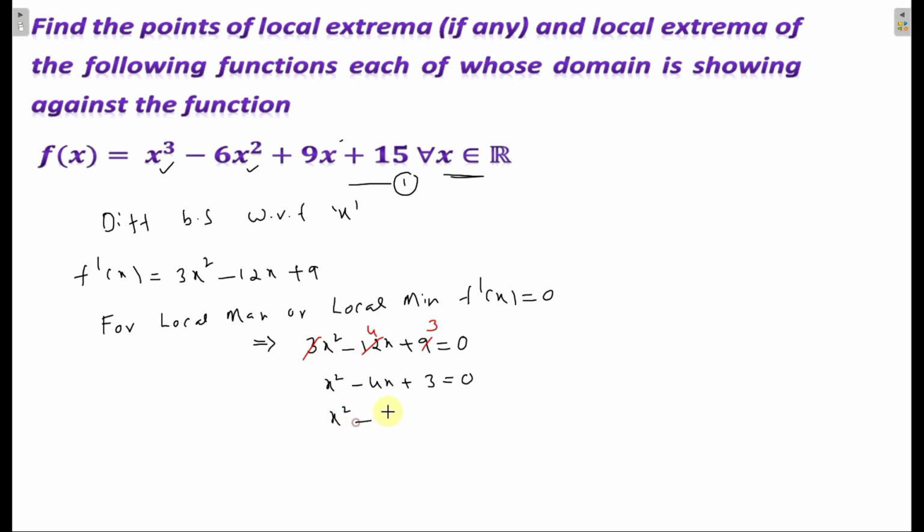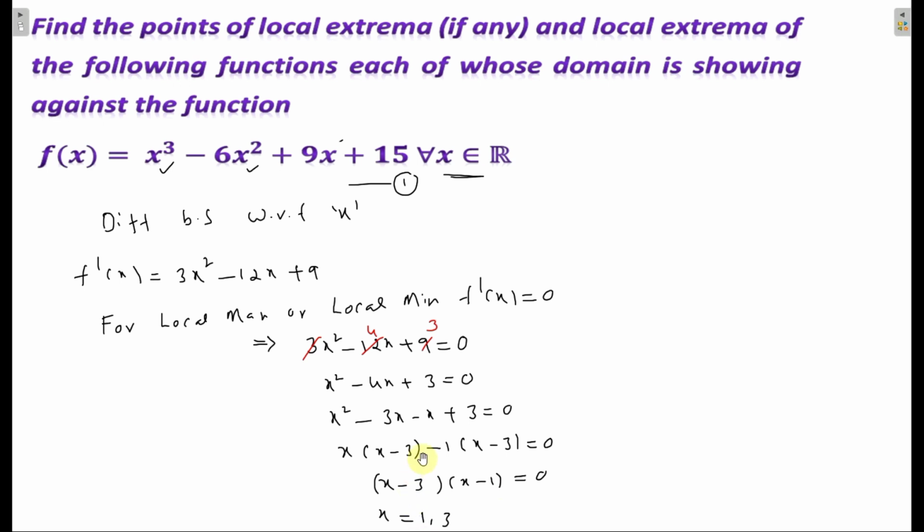This can be written as x square minus 3x minus x plus 3 is equal to 0. Taking x common, this is x minus 3. From these two take minus 1 common, this is x minus 3. So again I can take x minus 3 common, and x minus 1 is equal to 0. So here I am getting x is equal to 1, 3.